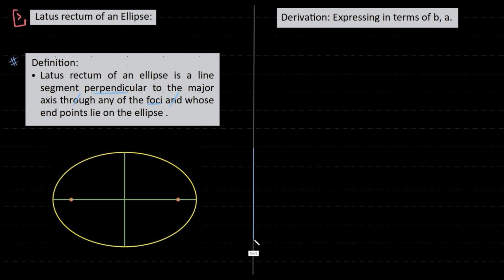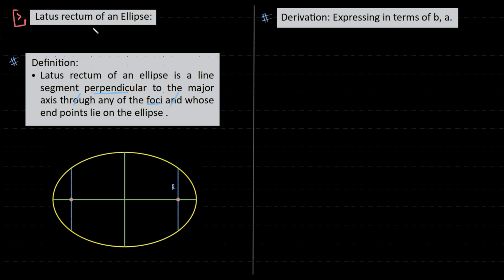it's a line which is perpendicular to the axis, right? We have the major axis, so it's perpendicular to that. You can see that. And it passes through the foci, actually one focus at a time, and starts and ends at your ellipse. So basically we have two of it. Now let's derive the expression for this, we'll call it L, in terms of a and b.